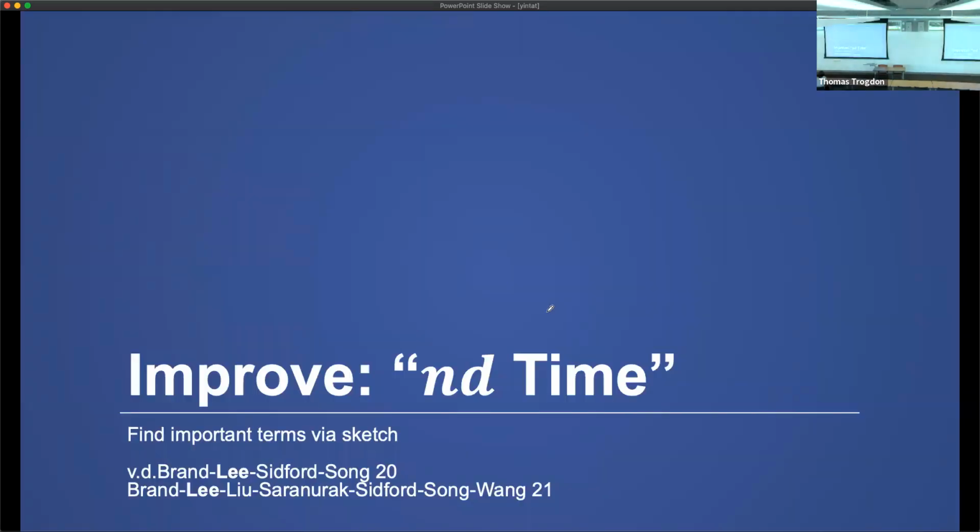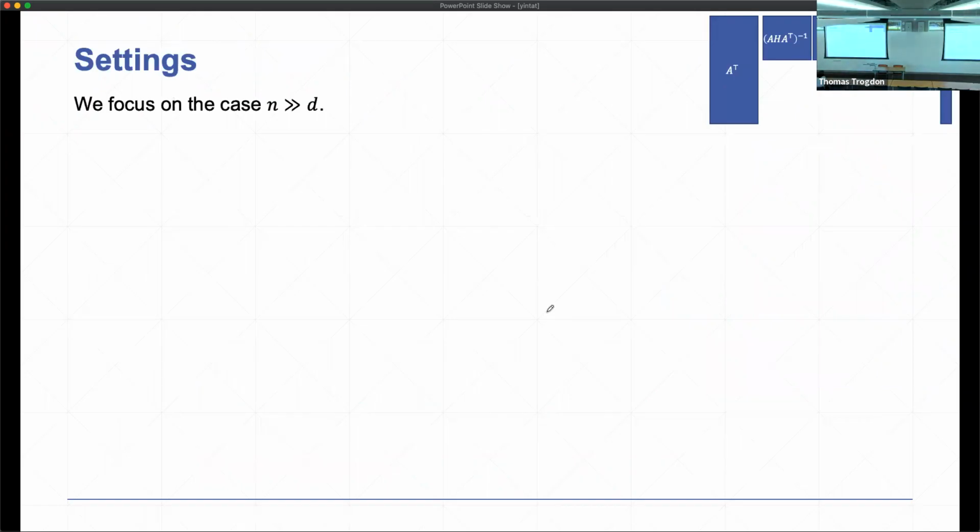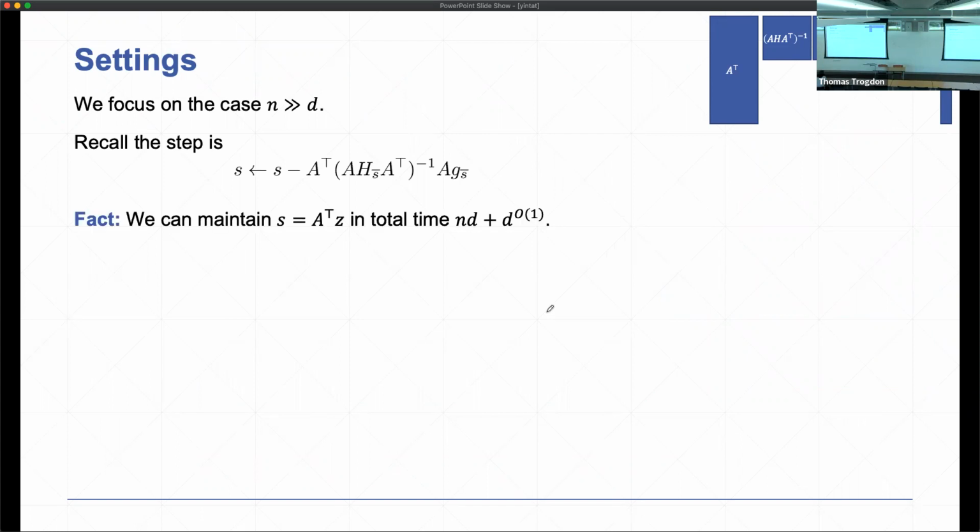Yeah. So now we'll improve the n d squared to n d-ish. Again, with a lot of log. So now we'll focus on the case where you have way more rows than the number of variables, n much larger than d. Again, this is the step. And I'm going to skip a lot of steps because we don't have time. But roughly speaking, it turns out this part of the algorithm is very easy to maintain.